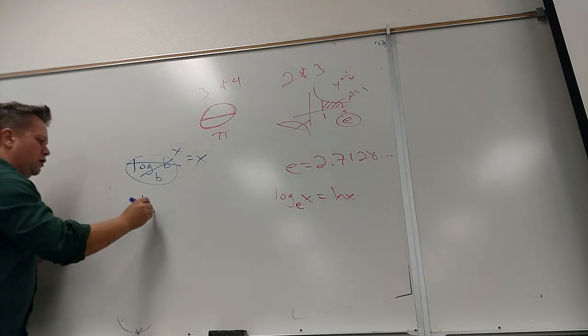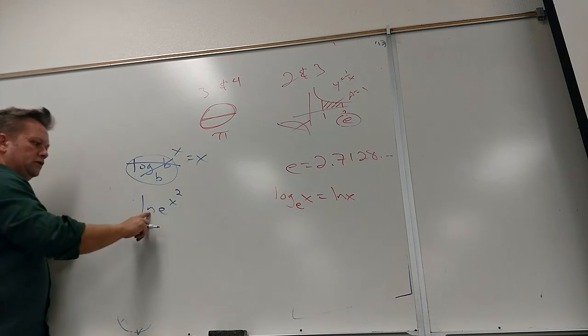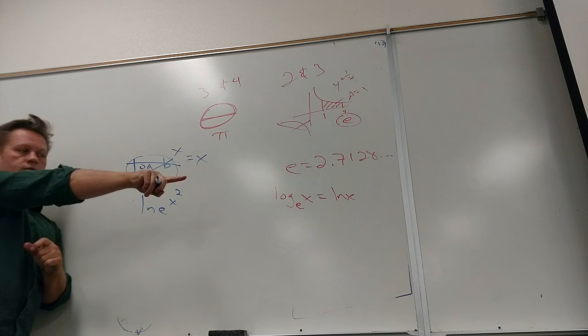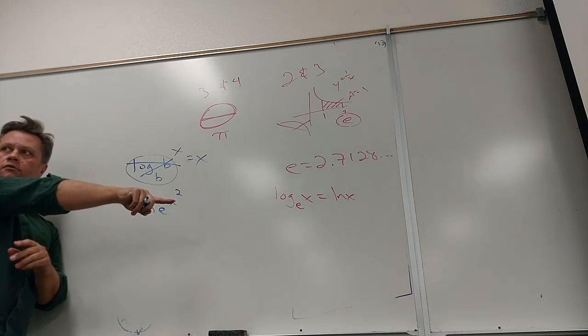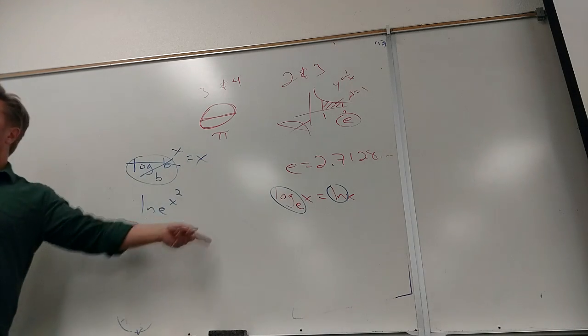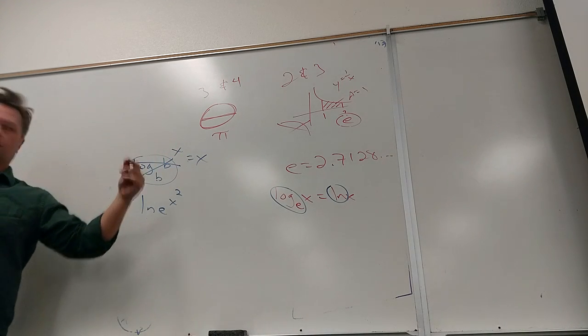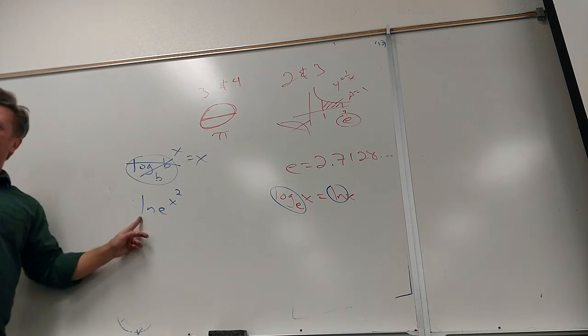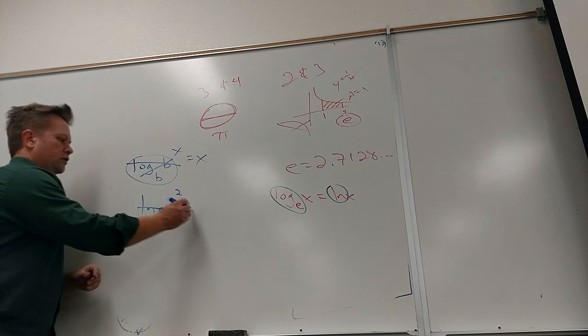So what's the natural log of e to the x squared? Well, what's the base of this known to be? What's the base of ln? E. Remember, ln really is log base e. We just gave it a special symbol. So that base is e, and what's this base? E. So what do these do to each other? Kill each other, so the answer is x squared.